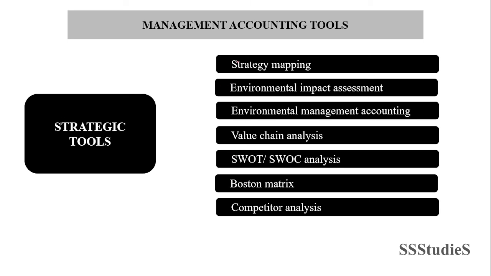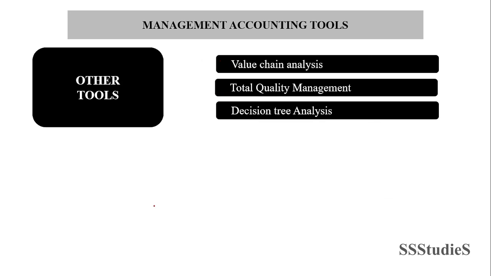The strategic tools of management accounting include strategy mapping, environmental impact assessment, environmental management accounting, value chain analysis, SWOT, strengths, weaknesses, opportunities, and threats, or SWOC, strengths, weaknesses, opportunities, and challenges analysis, Boston Matrix, and competitor analysis. And some of the other tools include value chain analysis, total quality management, and decision tree analysis. Again, all these are just an indicative list. There are lots of other tools in management accounting which I have not put up here. Only the ones which are usually or popularly used by business organizations are what I have listed here.